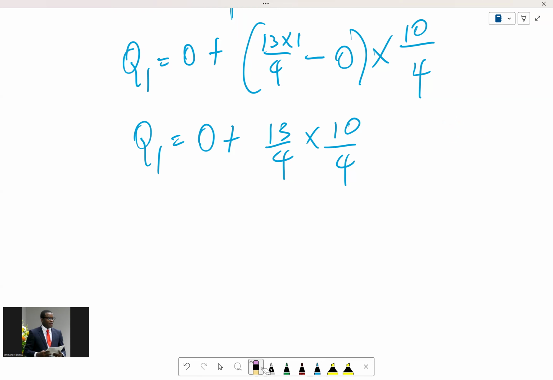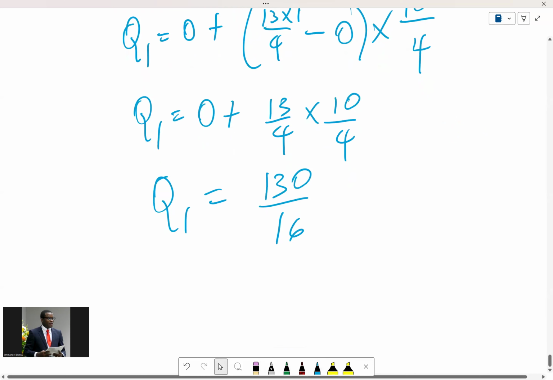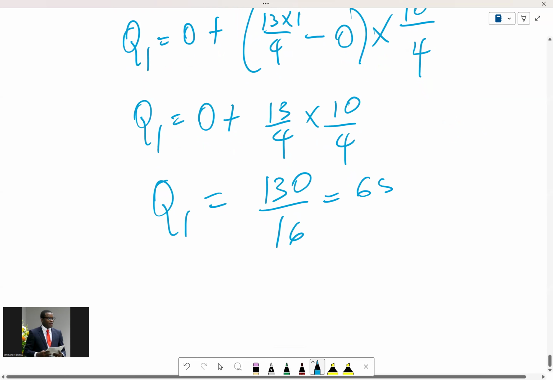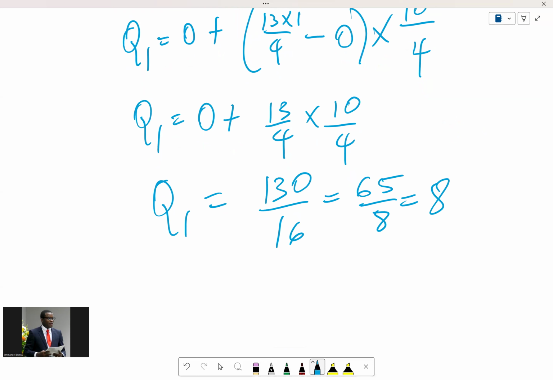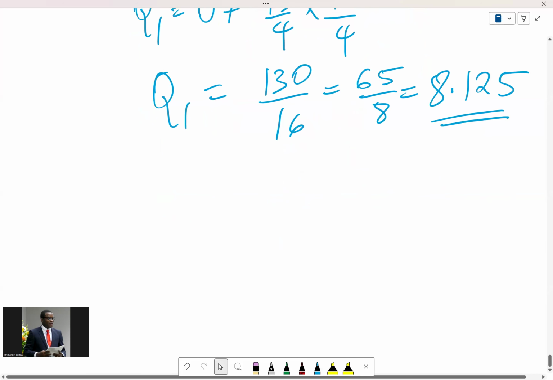So Q1 is 130 over 16. That is 65 over 8. So that is 8 in 65 is 8, right? That's 8 whole number 1 over 8. That is simply 8.125. So Q1 is 8.125. Settled. Then we now need Q3 again.